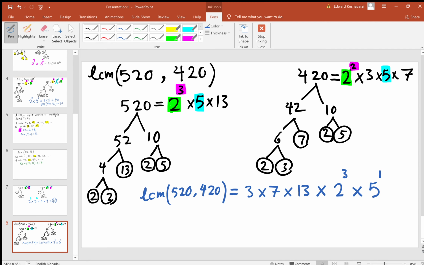This is the LCM. That's a huge number. If you use your calculator, you can find the final answer, which is 3 times 7 times 13 times 2 to the power 3 times 5. So it's going to be 10920.